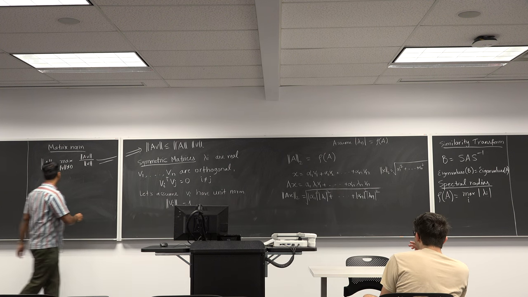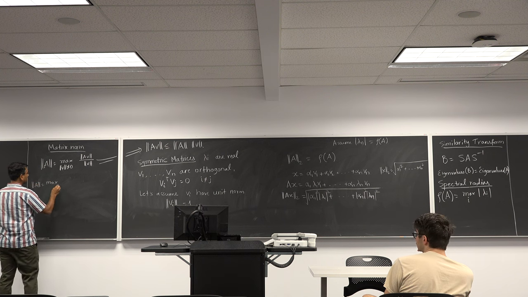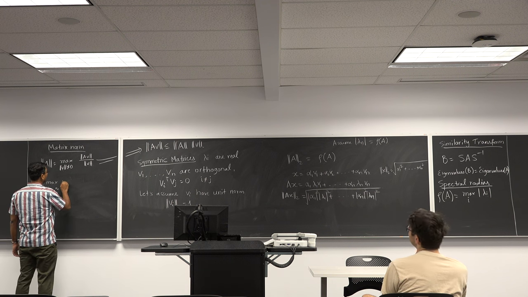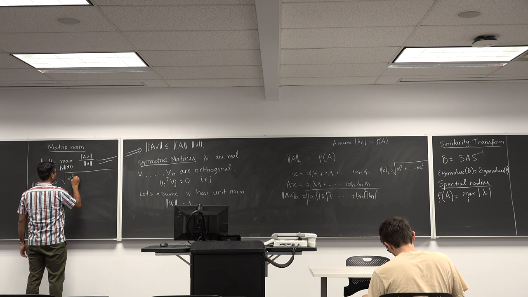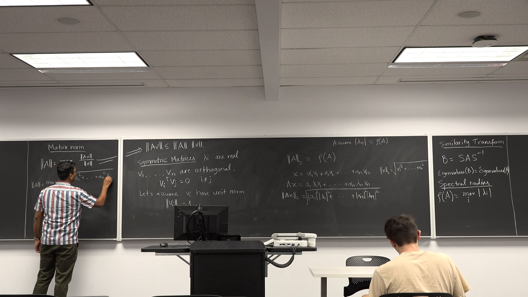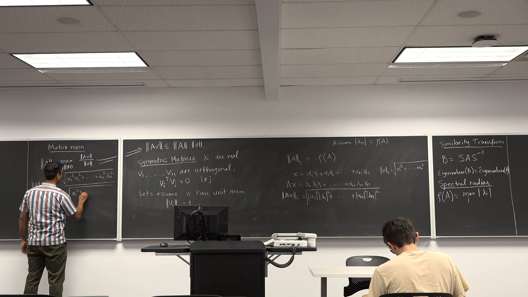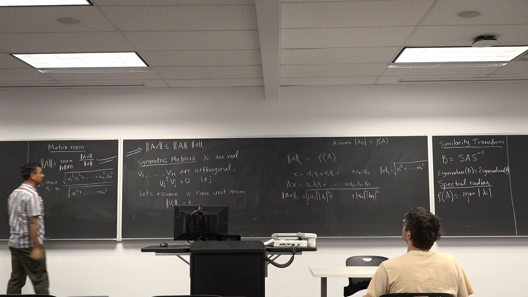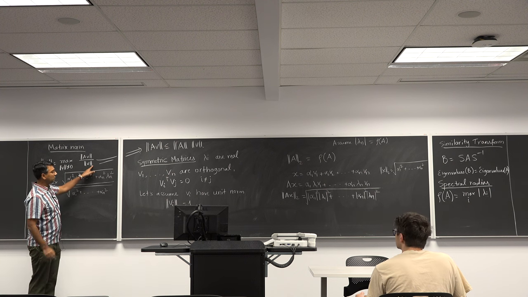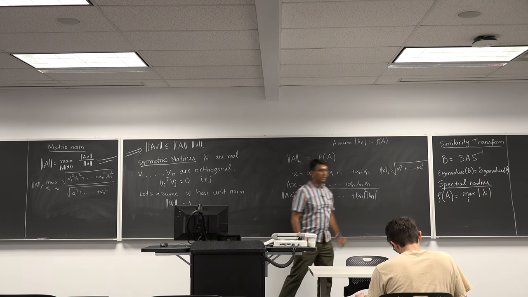So if you look at the matrix norm, it is the max over all alpha 1 to alpha n of the square root of alpha 1 squared, lambda 1 squared, plus up to alpha n squared, lambda n squared, over the square root of alpha 1 squared plus up to alpha n squared. And this is the two norm, by the way, because I'm using the two norm here and the two norm here.